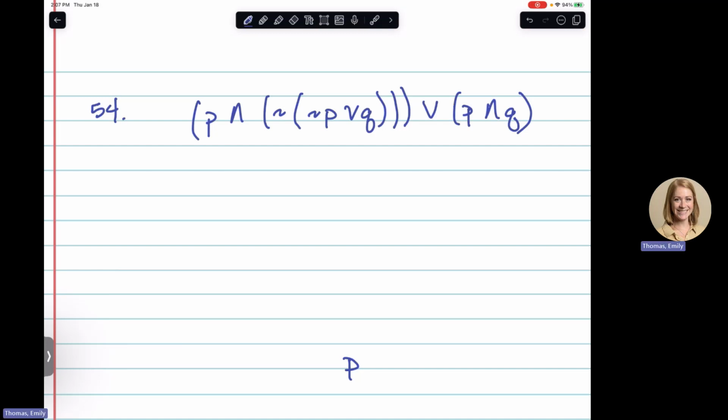Okay, so our goal on this one is to get P. This is number 54 on your written homework, the very last problem I think that you guys had to do.